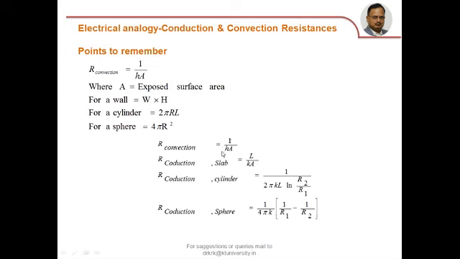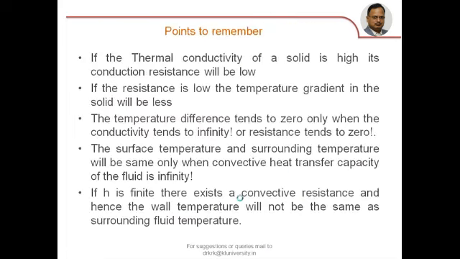Whereas convective resistance has a common formula, 1 by hA. A depends on the shape of the material. If it is a wall, it is its face area. If it is a cylinder, it is the area exposed to the environment, pi D L or 2 pi r L. If it is a sphere, it is the area exposed to the environment, 4 pi r squared.